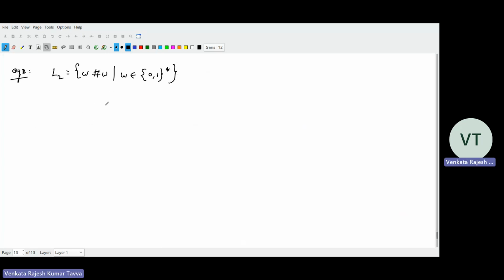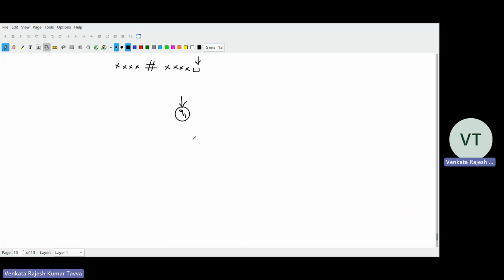So if we have hash and some symbols on the left, we cross all of them. If we have some symbols on the right, we cross all of them if they're matching. And if we see a blank, we accept the string. So that's what we were doing. Now let's start with, say, Q1.